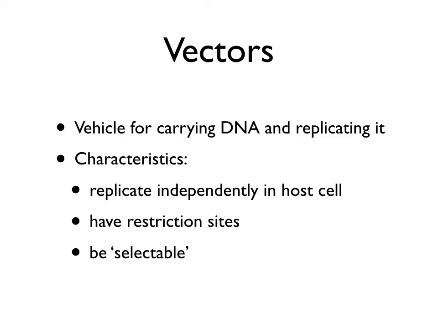Well, the first is we need a vector that can replicate independently in the host cell, so we can get lots of copies of it even within a single cell. We need it to have restriction sites. We need to be able to cut it so it has sticky ends and we can stick what we want into it. Okay? And then we need it to be selectable. We need to know if a bacterium that we have sampled, whether it's in a test tube in liquid, or on a plate, we need to know when we see a bacterium growing that it does or does not have the thing that we tried to stick into it. Okay? So we're going to go through all of this in great detail.